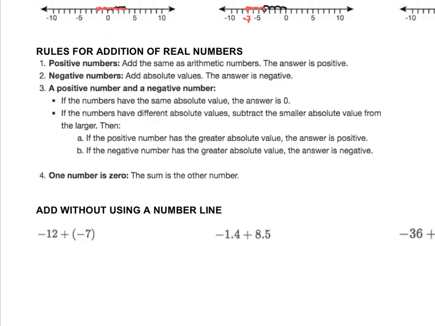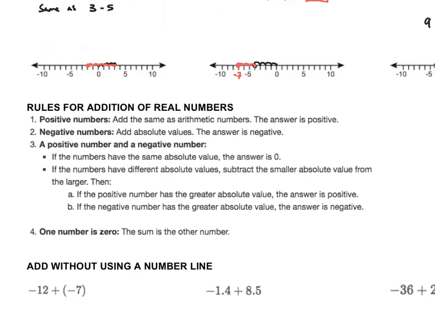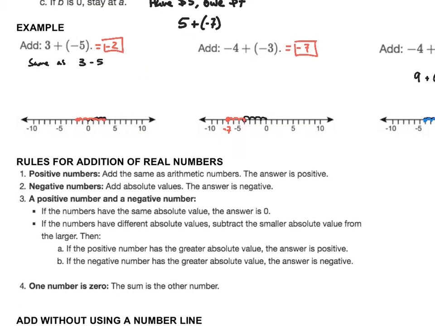If I'm adding positive numbers, add the same as arithmetic numbers, the answer is going to be positive. If I add negative numbers, like what we had in this example here, where I added two negative numbers, what I do is I add the absolute value. I just think, well, what's 4 plus 3? That's going to give me 7. Since both of them are negative, it's going to give me negative 7. I just make my answer negative, and that's what that means.